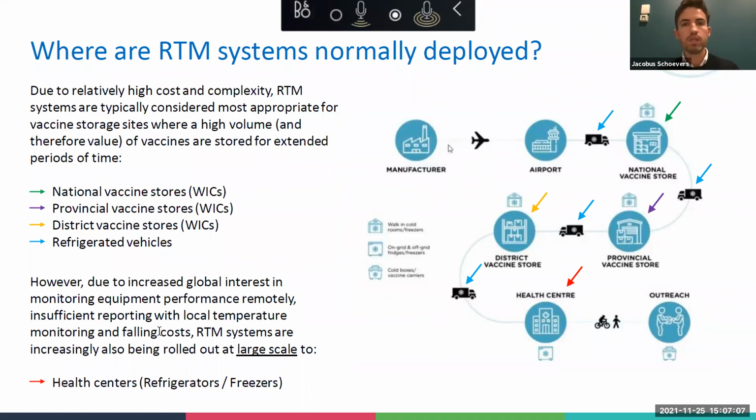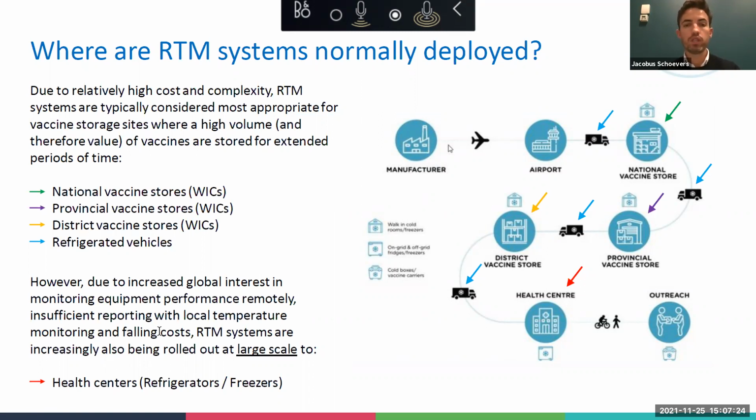But what we have been seeing lately is that there's increased interest in seeing, at a global level, what is happening to the vaccine cold chain, and also at a country level, due to the difficulties in reporting the data upwards.